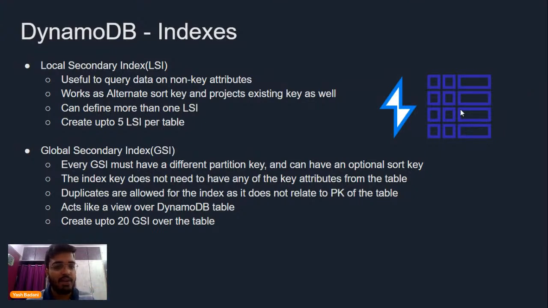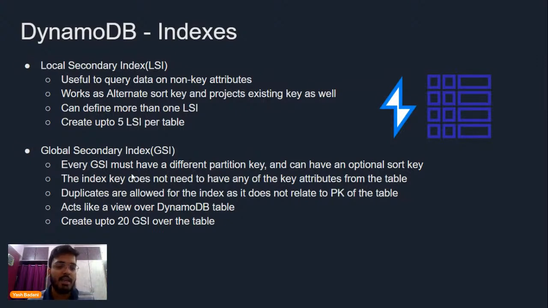Talking about a global secondary index, right? In the local secondary index, one of the things, as mentioned in the second point here, is that it projects your existing key, which is a partition and sort key as well. What if I want to have a different key in itself? So global secondary indexes help you to do that, and global secondary indexes are sort of like views over your DynamoDB table.